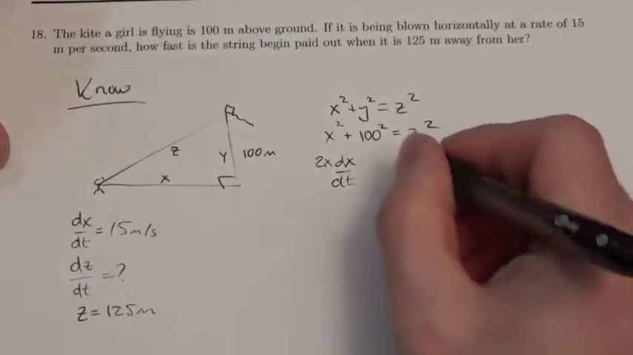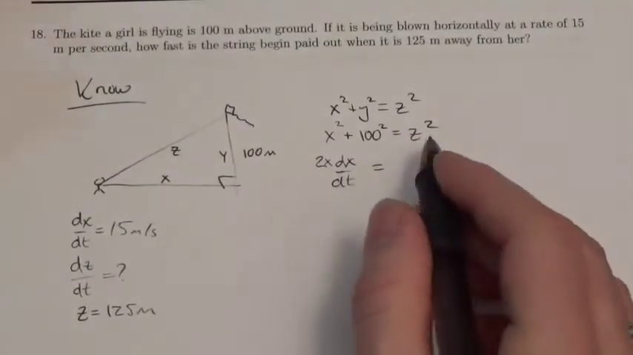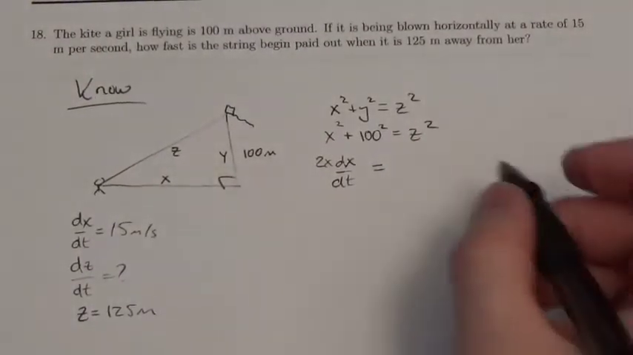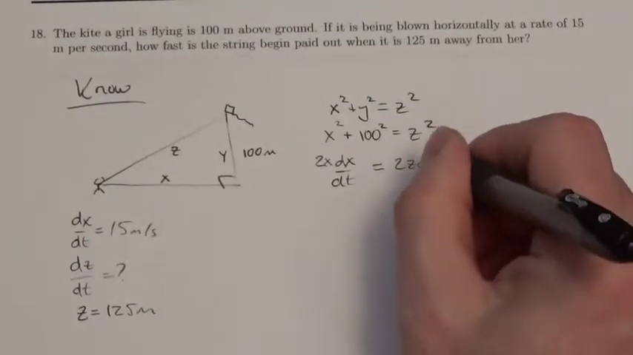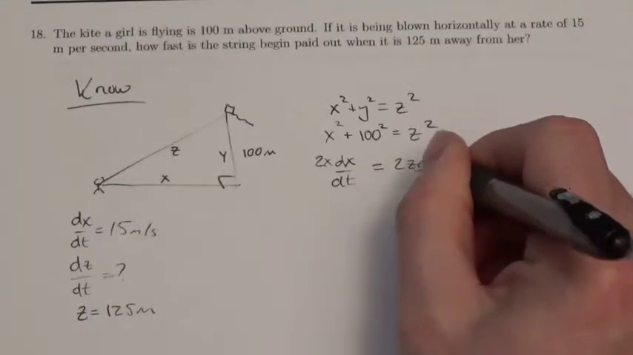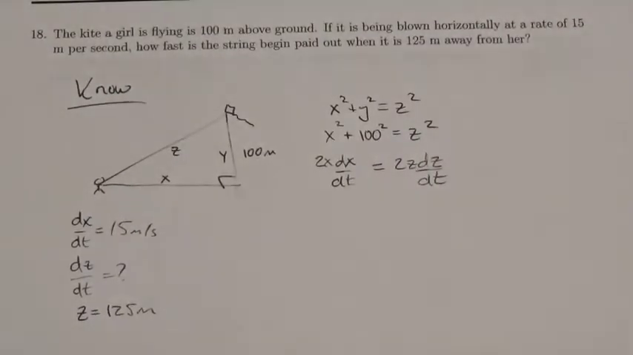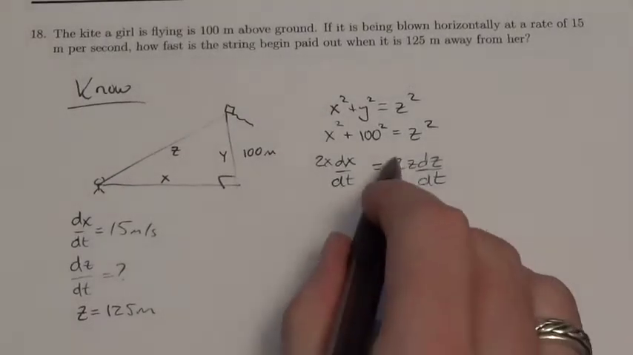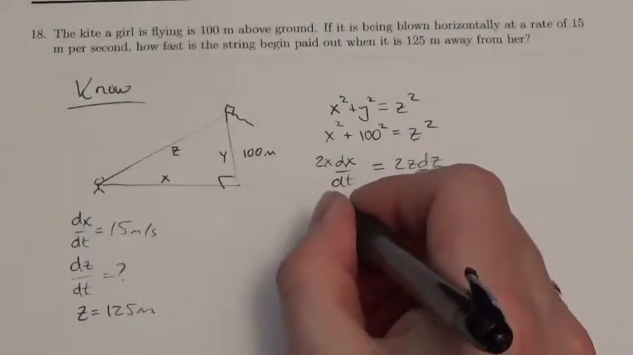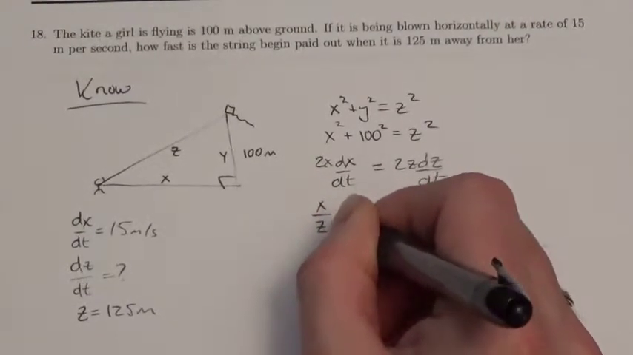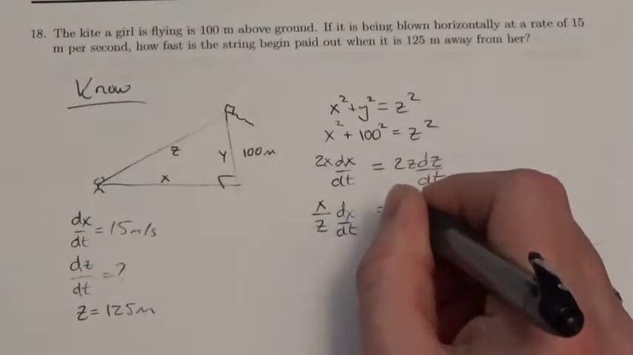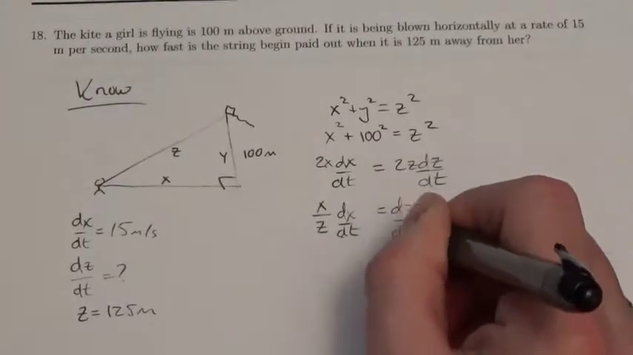So 2x dx/dt. The derivative of 100 squared, it doesn't even matter what 100 squared is, it's going to be 0. And then we get 2z dz/dt. Okay? Now, I am looking for dz/dt, so I'm going to bring the 2z over. Now the 2's will cancel, and we get x over z times dx/dt is going to equal dz/dt.